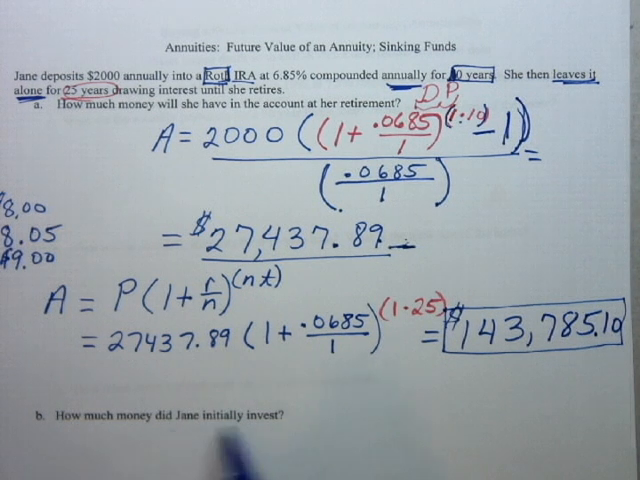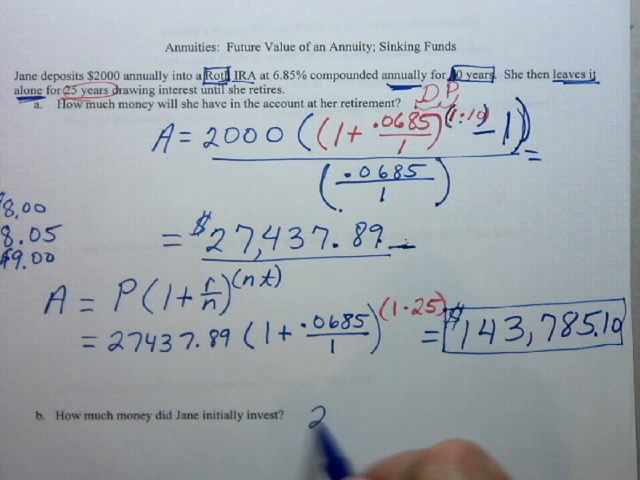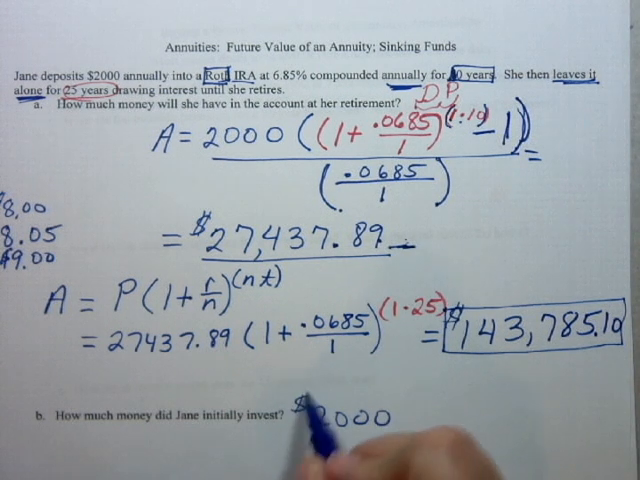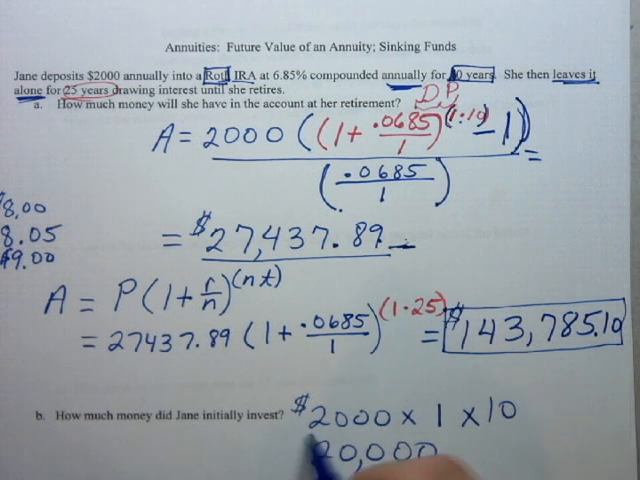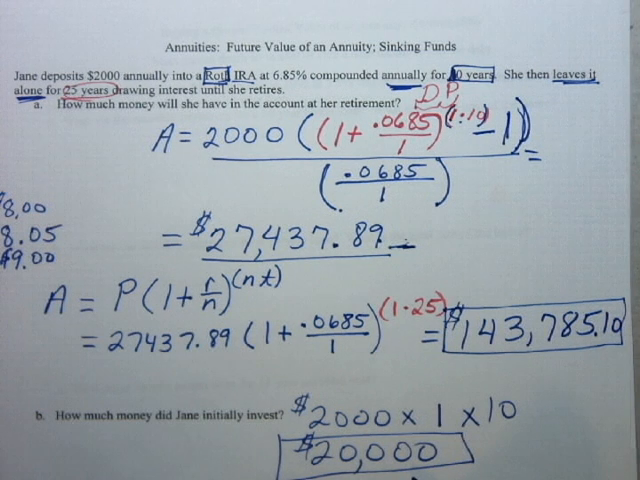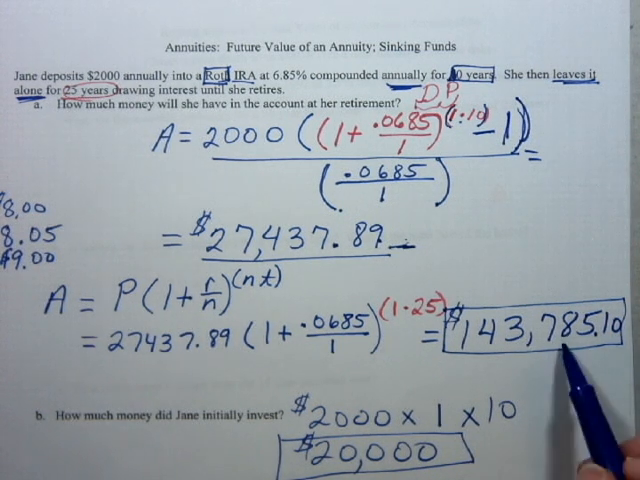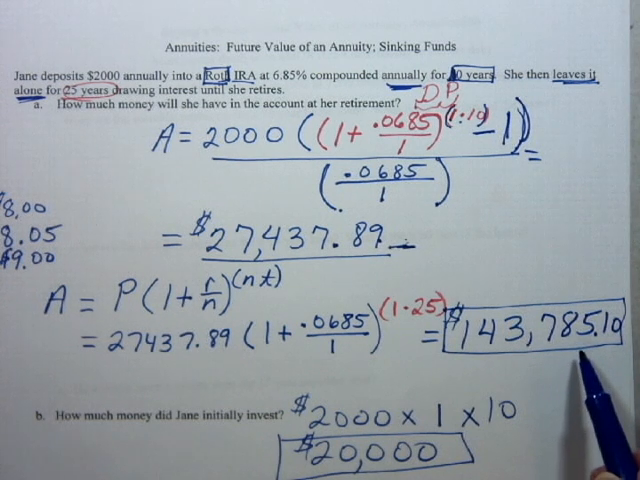How much money did Jane initially invest? Y'all, she only put in $2,000 per year, so once per year for 10 years. Jane only put in $20,000. But the fact that she was young when she did it and she just let it stay in the account for an extra 25 years means she had a nice amount at retirement right there.